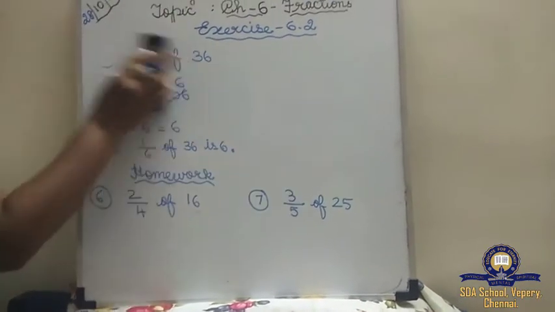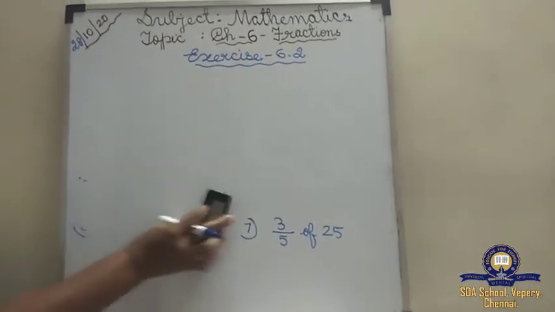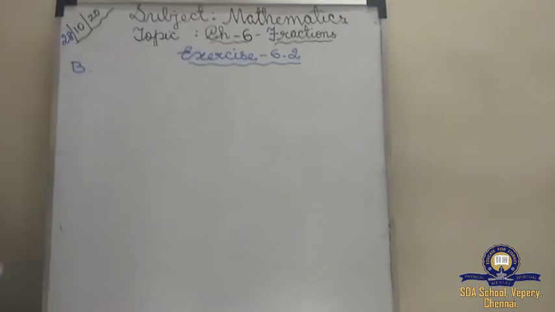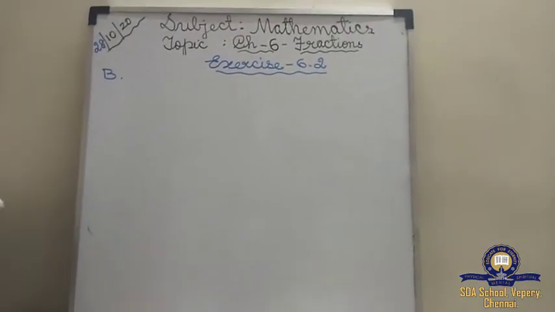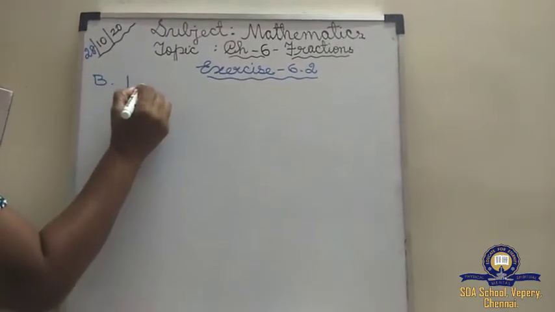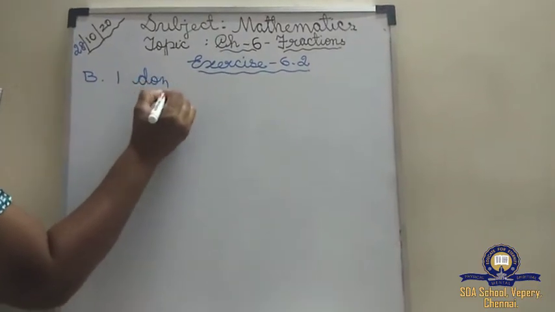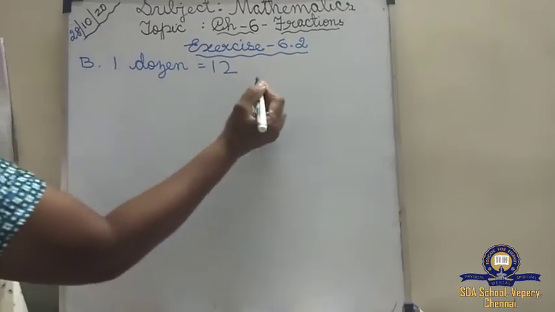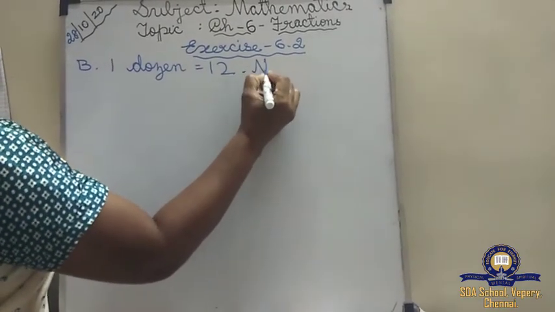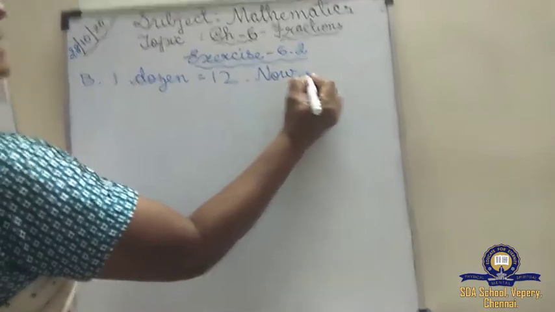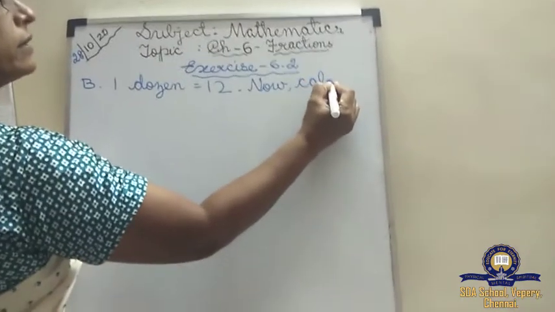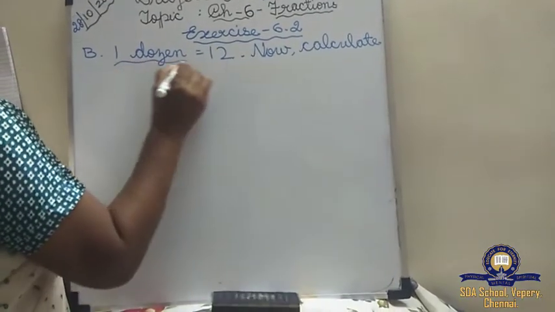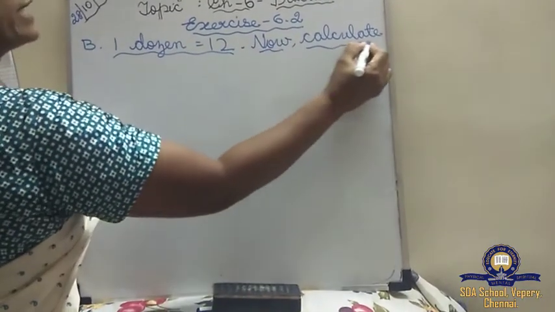Okay. We'll see the B1. So in the B1, what they have given is 1 dozen. 1 dozen is equal to 12. Isn't it, children? 12. So what you have to do? You have to calculate now. 1 dozen is equal to 12. You have to calculate it.